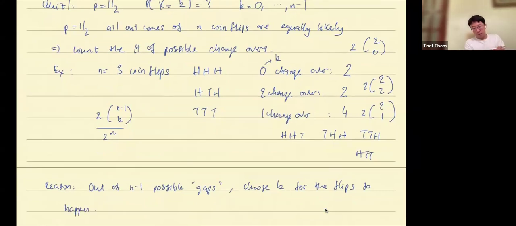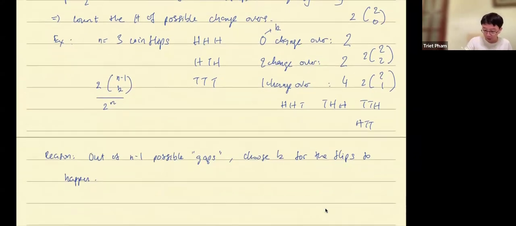For example, let's say when n equals 4. Then you have like 3 possibilities, 3 places for a gap to happen. And let's say you want 2 gaps. Sorry, two changeovers. That means out of these 3 places, you choose 2 for changeovers to happen. Let's say you choose here and here. There are 2 places for changeovers to happen.